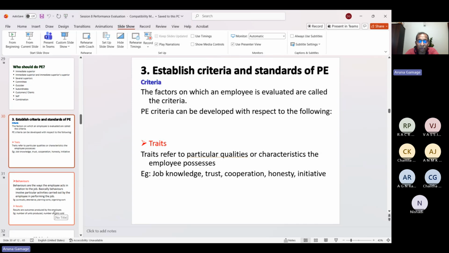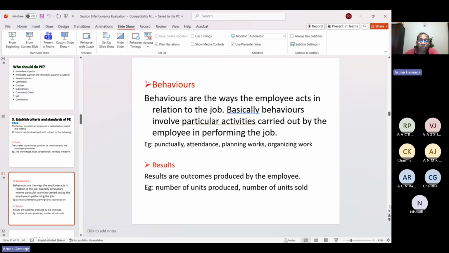Employees are supposed to be trustworthy. Their cooperation is also important. They are to be honest. They have to have initiative. So these are traits. We can form criteria with regard to traits. Then behaviors. Behaviors are the ways an employee acts in relation to the job. So there are several behaviors, right?